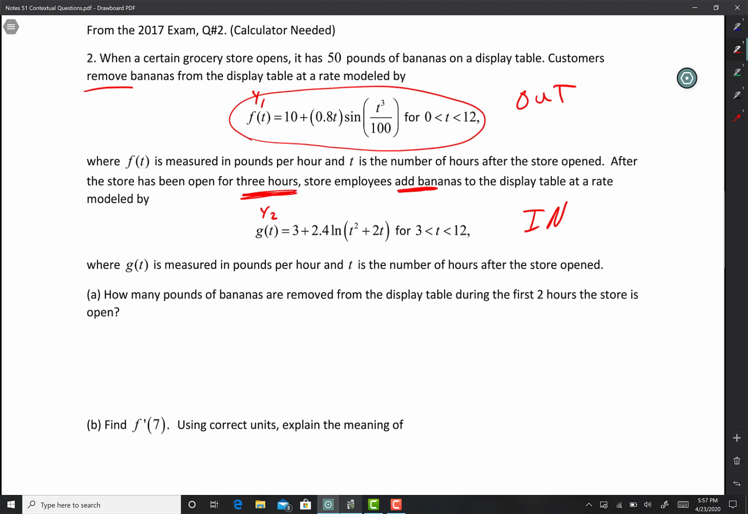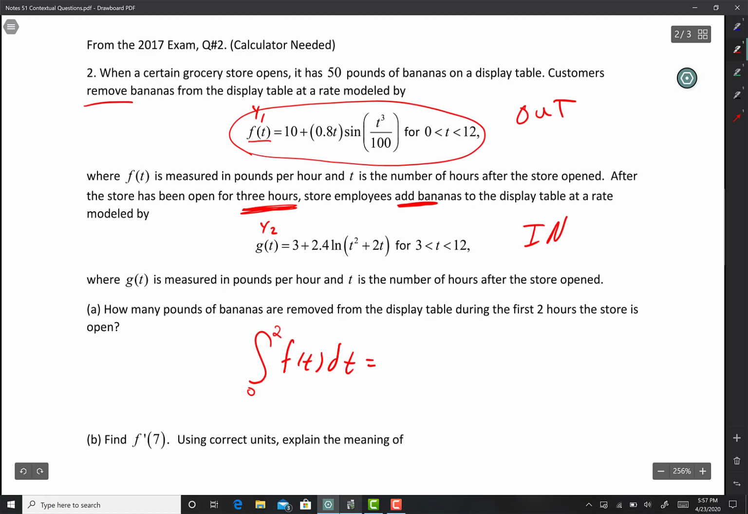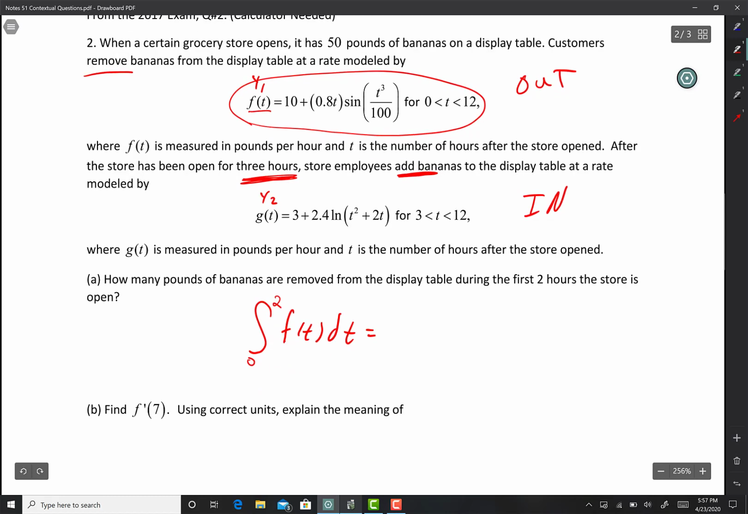And it's in pounds per hour. So look at the area of that curve. Pounds per hour times hours is just pounds. So I'm going to write the integral. It says during the first 2 hours, so 0 to 2 of f of t dt. f of t is this expression. You can put the whole expression if you want, but since they already gave it to me that that's f of t, I'm going to write it like that.